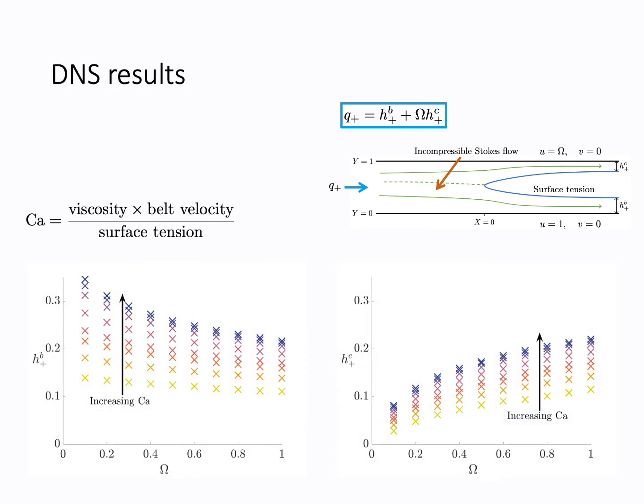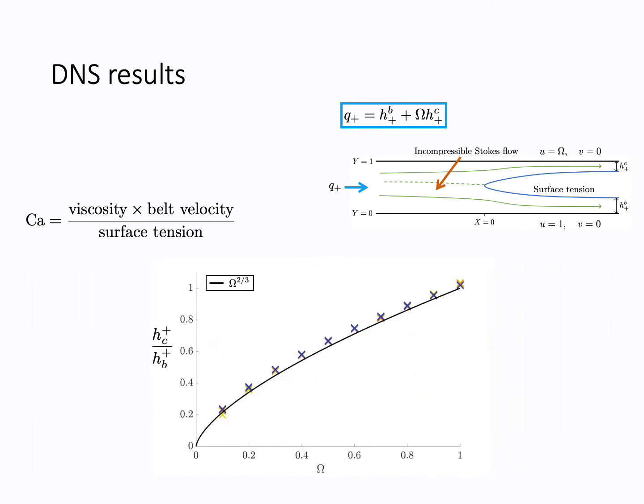So we can have a look at these DNS results and what they tell us about the relationship between the velocities and the scaled flux. As you might expect, a higher cylinder rotation rate leads to a thicker film on the cylinder, but a slightly thinner film on the belt. Surprisingly, if we combine these results to calculate the ratio of the film heights, we see that these results all collapse onto a single curve, characterised by the cylinder rotation rate.